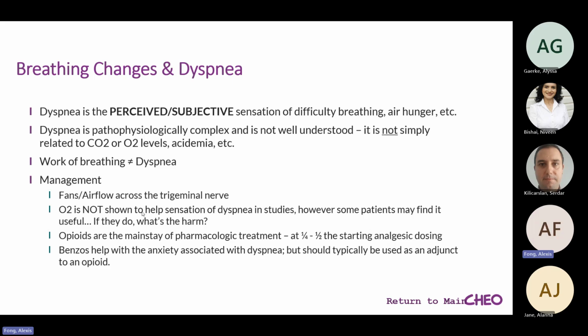So opioids are the mainstay of pharmacologic treatment, usually at a quarter to a half of the starting dose of analgesic dosing. And then benzos will not help on their own, but are a good adjunct to opioids.